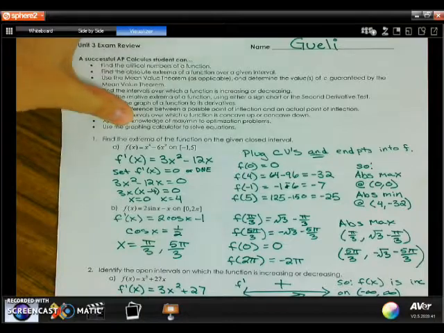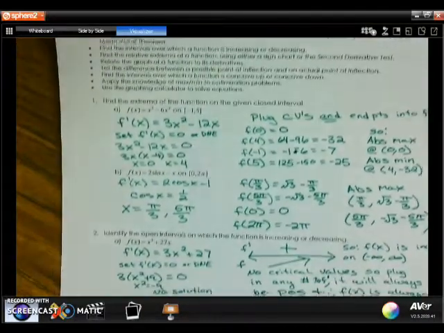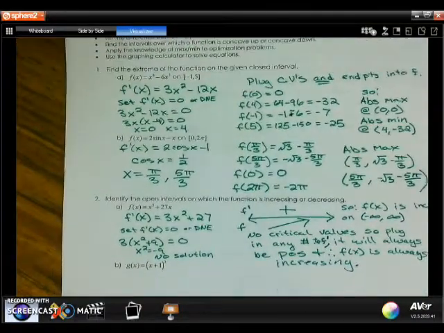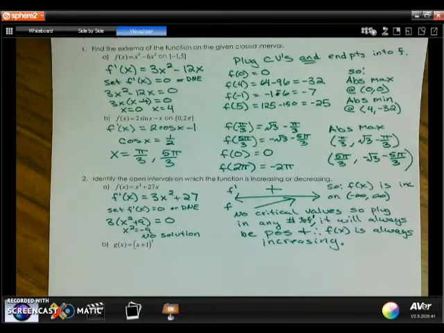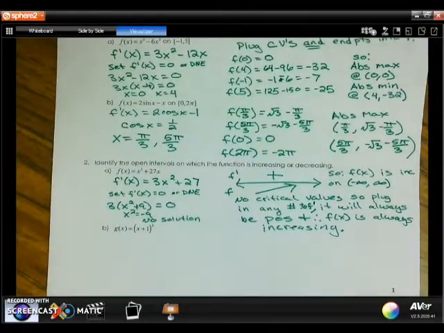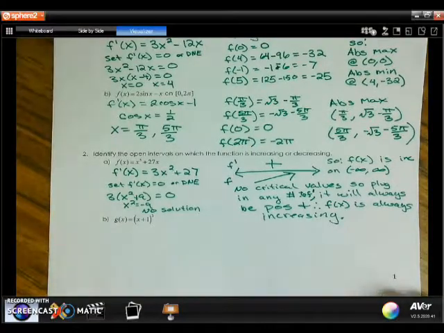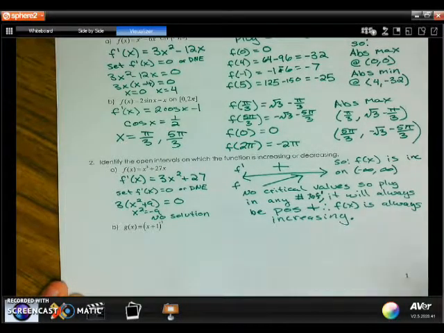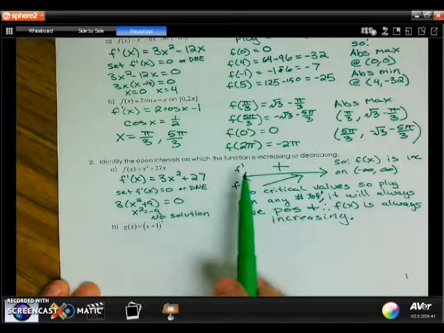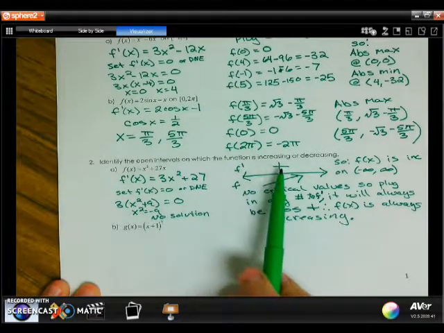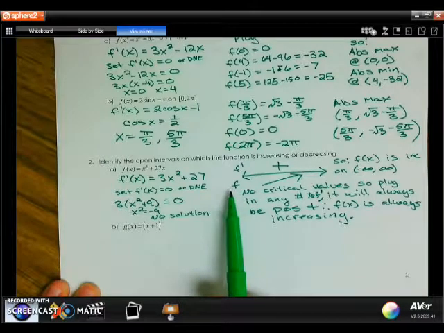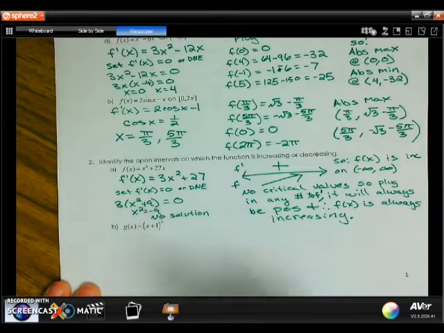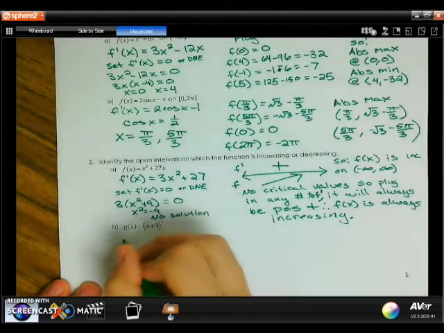Now, in example number 2, they're asking to identify the open intervals on which the function is increasing, decreasing. That's classic first derivative test. What we want to do here is use the first derivative test, set the derivative equal to 0, find where the derivative does not exist, and then we'll have to do a sign chart. Remember, a sign chart is going to tell you, when you plug in, whether the derivative is positive or negative, and that's going to tell you the behavior of the original function. So in this example, I'm going to take the derivative.